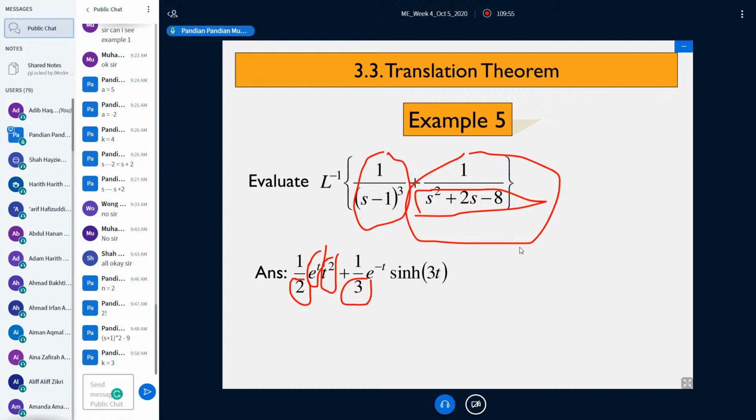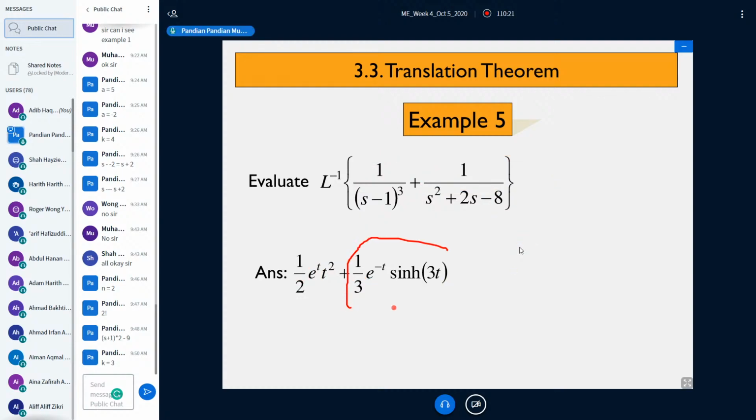And then your s plus 1 is s minus minus 1, so a is minus 1. So e power at becomes e power minus t. And then sinh 3t, divided by 3, multiplied by 1 over 3. So that is the answer. This is the correct answer, class. This one is for this part and this one is for this part.